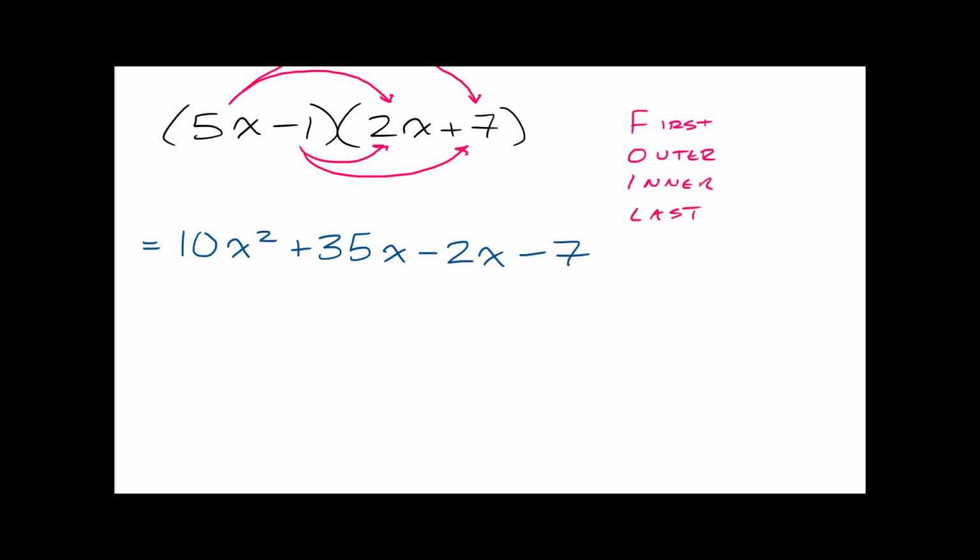So notice how I got 4 terms when I multiplied 2 terms by 2 terms. Now in this case, and as is often the case with many of these, the 2 terms in the middle can be simplified. You can collect the like terms. You always want to, after you've expanded, simplify and look for like terms. So 10x squared has no like terms. 35x minus 2x is plus 33x, and then minus 7.